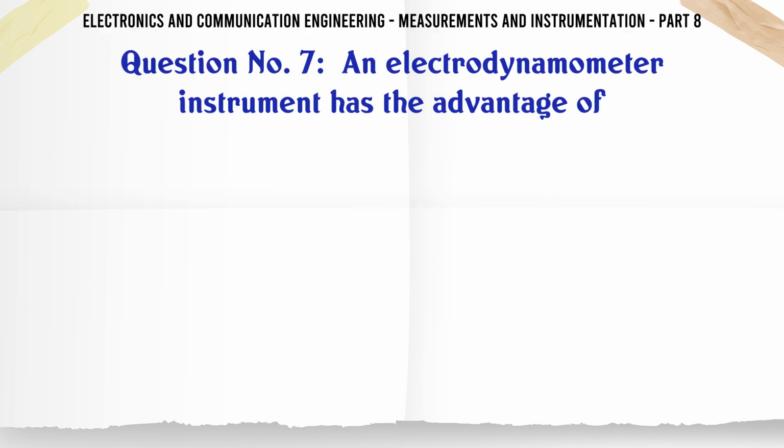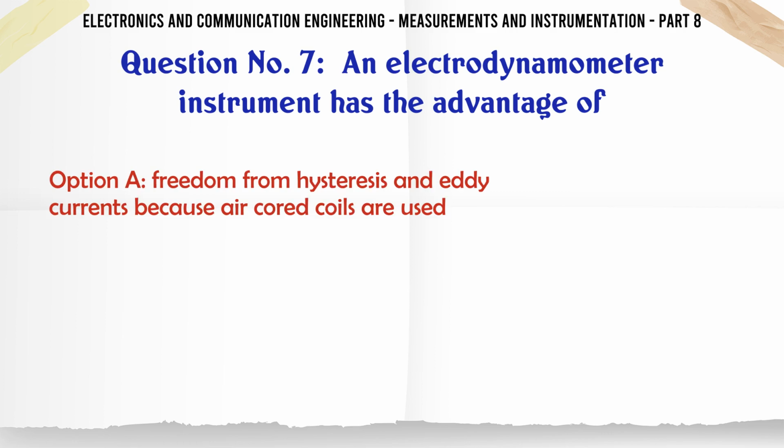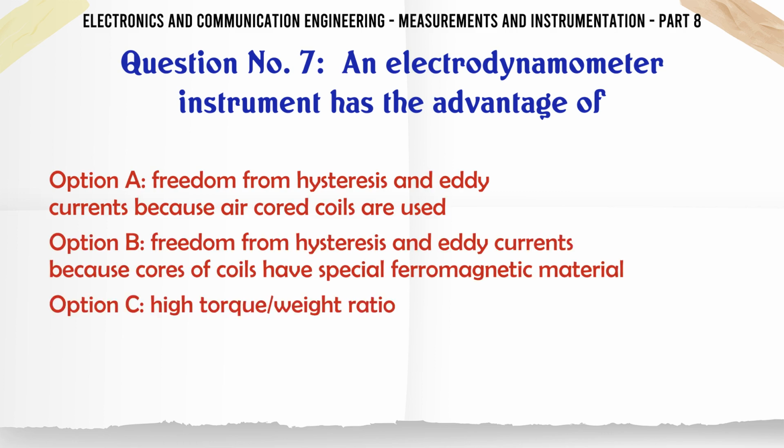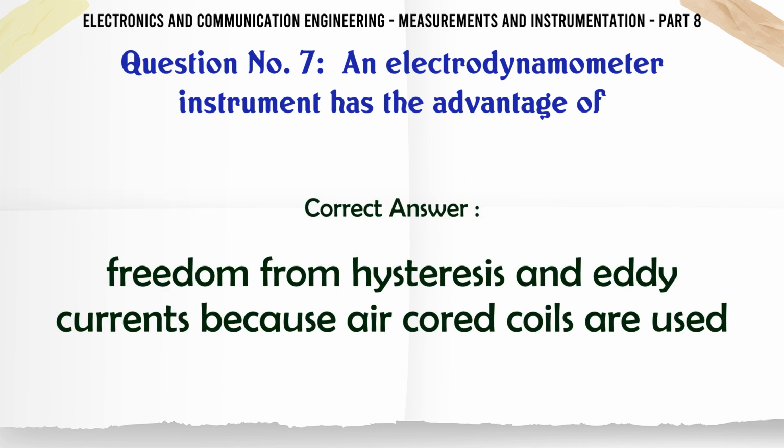An electrodynamometer instrument has the advantage of: A. Freedom from hysteresis and eddy currents because air-core coils are used, B. Freedom from hysteresis and eddy currents because cores of coils have special ferromagnetic material, C. High torque weight ratio, D. Low cost. The correct answer is freedom from hysteresis and eddy currents because air-core coils are used.